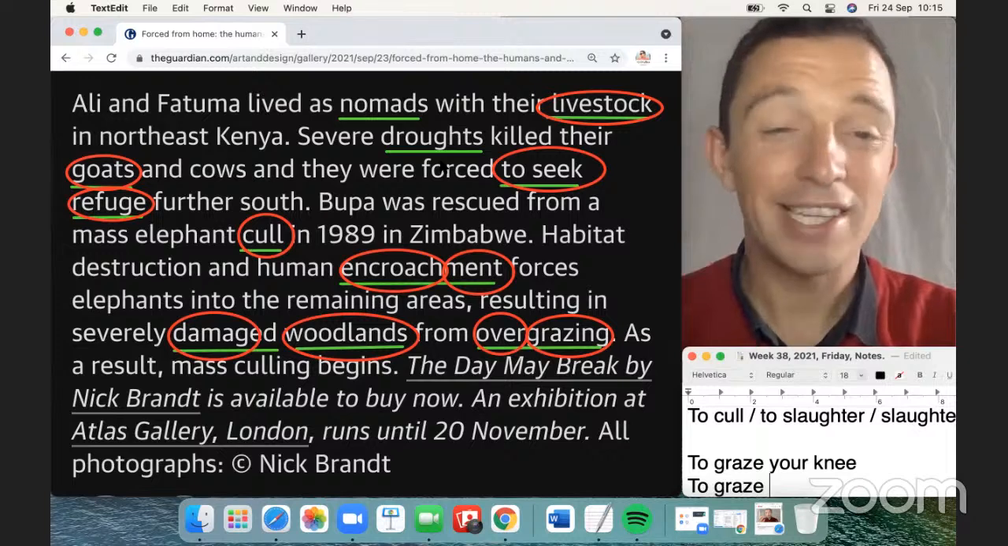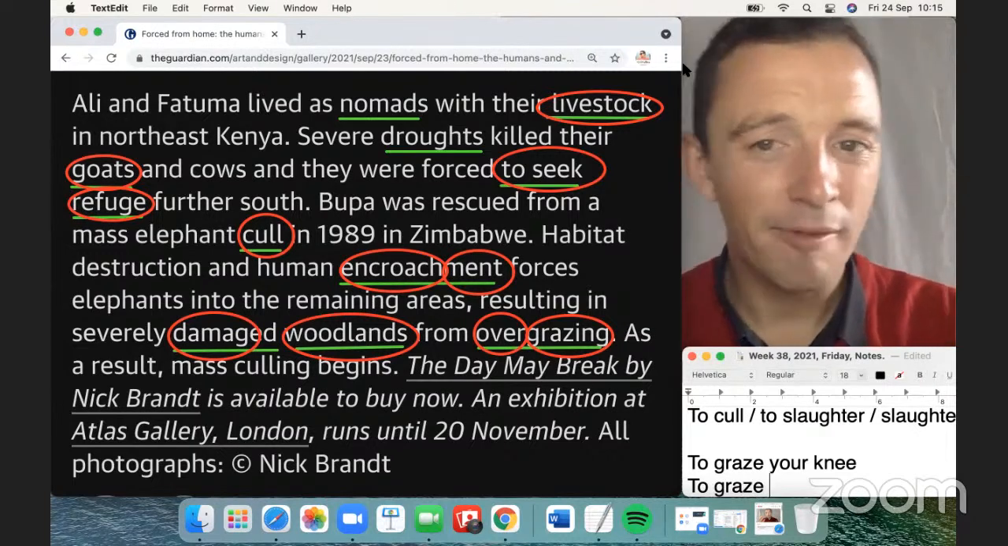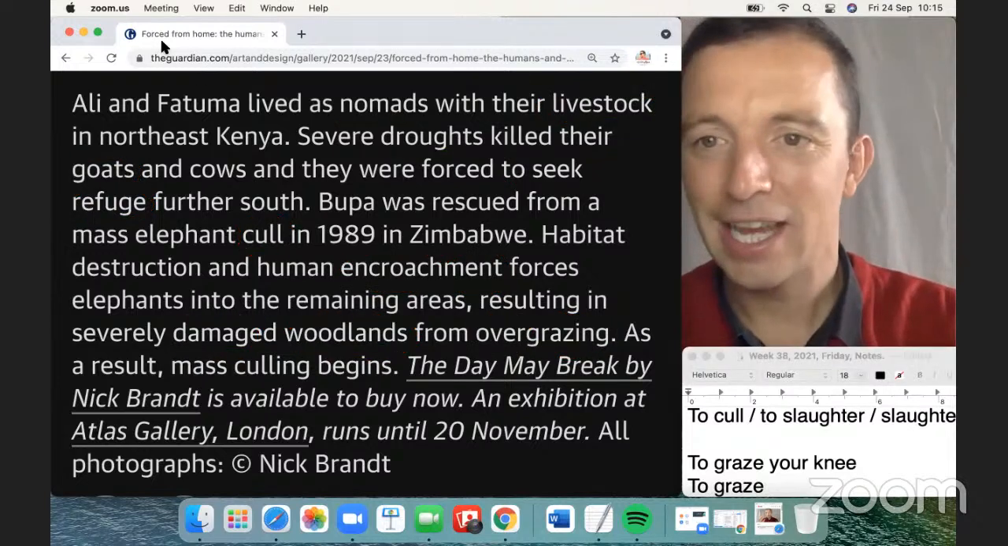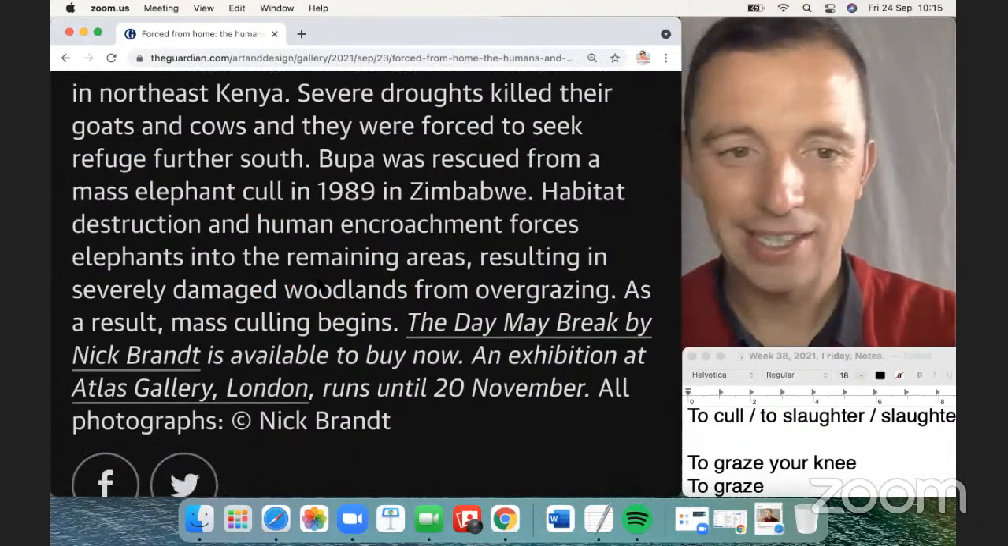Okay, very good. That's an interesting paragraph, maybe 4 or 5 very important words in the text. And now we'll continue to the next paragraph.